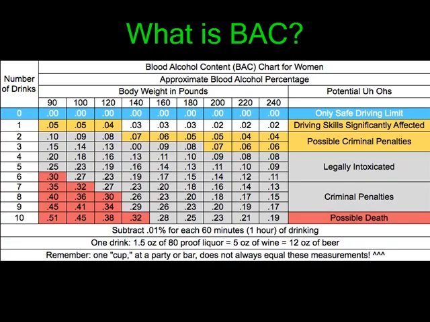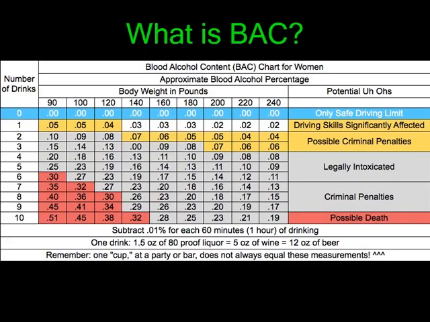For example, 2 drinks for a 100-pound woman would give her a blood alcohol content of about 0.09, while 2 drinks for a 240-pound woman would have her at 0.04. So that's the difference between 0.09 and 0.04, which is quite a big difference. Vice versa, a man that weighs 120 pounds that drinks 3 drinks would have a blood alcohol content of 0.09. And if he weighed 240 pounds, his blood alcohol content would only be 0.03.